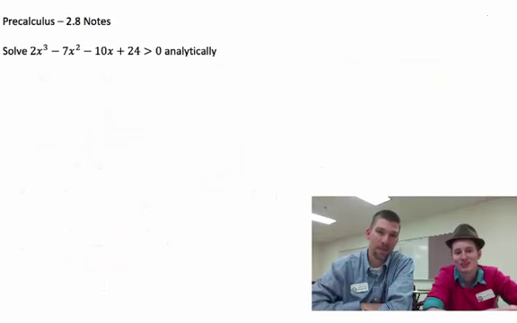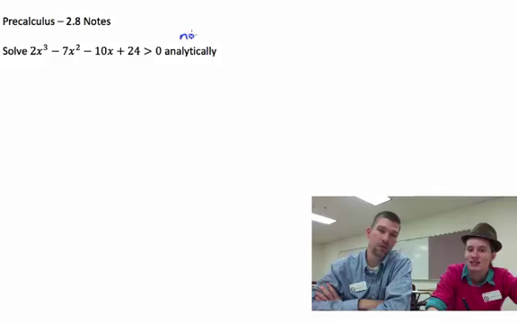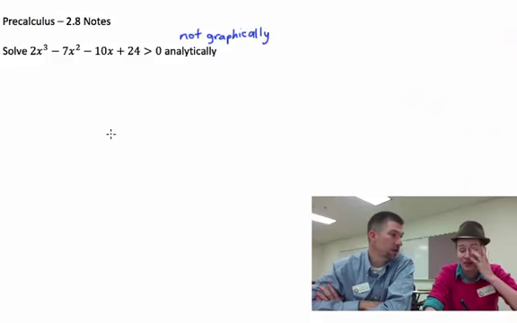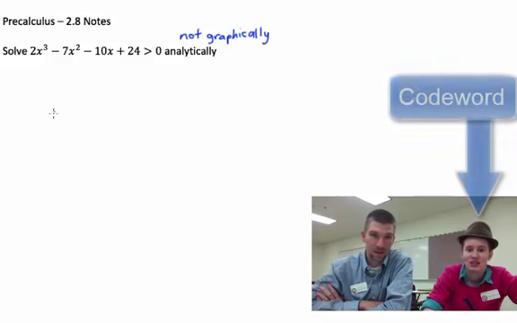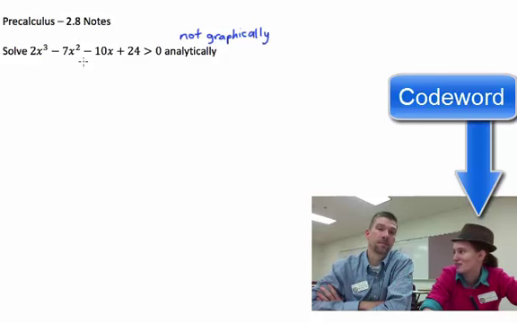Precalculus 2.8 notes, example 2. Solve this equation analytically. What does analytically mean? You don't use your graphing calculator. Not graphically is what we're talking about when we do something analytically. So if we're doing this analytically, I don't think this is factorable. We can't factor by grouping. We cannot factor by synthetic division. We can't factor. Rational zeros.